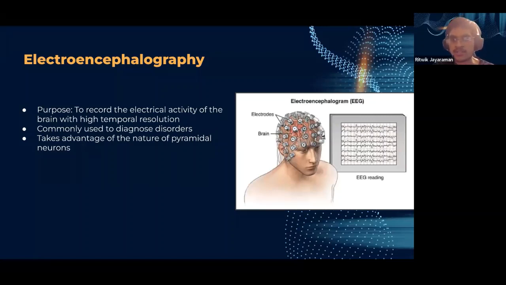On the right, you can see a sample of how EEG readings look. So you can see the oscillations of electrical potential. And on the left, you can see how the electrodes look, and you can see them being placed on the scalp and the pink region signifying.